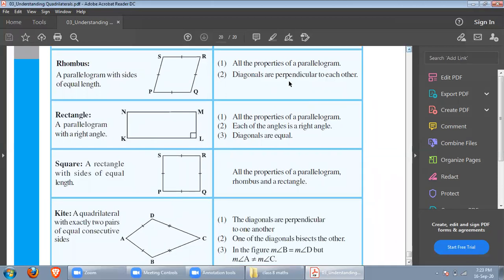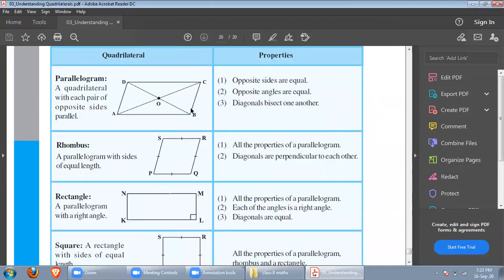Let me move up to parallelogram, and I want to add another property to parallelogram. In a parallelogram, the opposite angles are equal. Opposite sides are equal and opposite angles are also equal. These two angles are equal. In a parallelogram, opposite angles are equal.